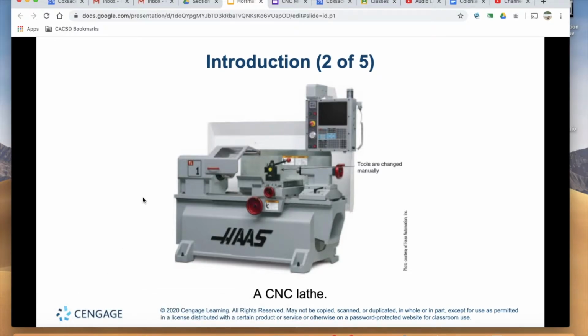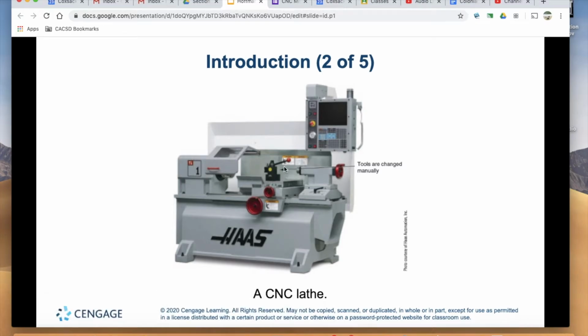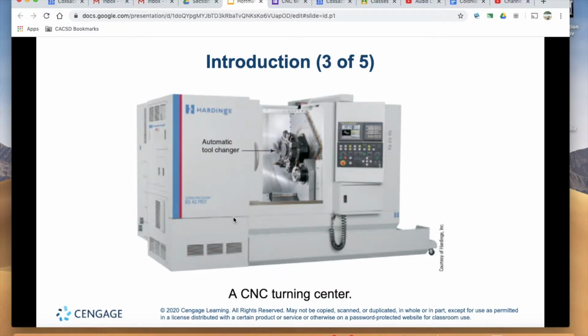Here's an example of a CNC lathe. This is a Haas tool room lathe, very similar to the one we have at school, except the older models did not come with a full enclosure, and they did have handles on the ends of the carriage and on the tool post to move the axis manually. Here's an example of a CNC turning center. This one has a full enclosure and an automatic tool changer, much like you would see on a CNC mill, but in this case we have CNC turning tools.